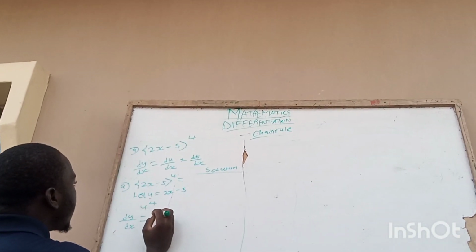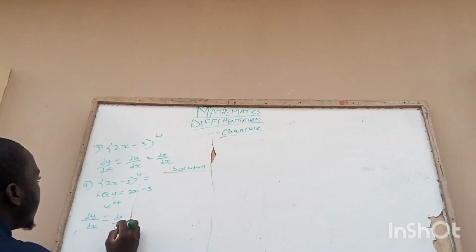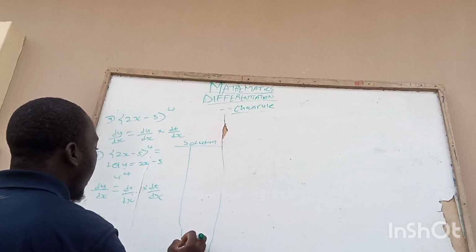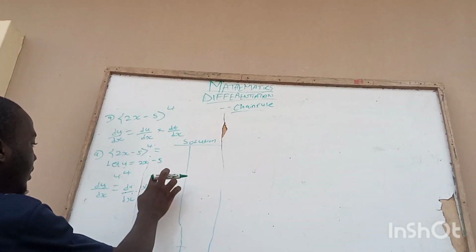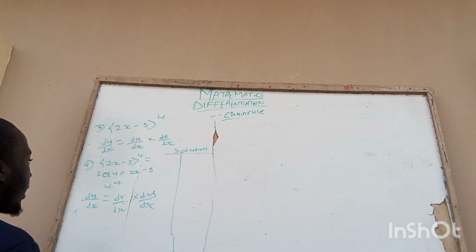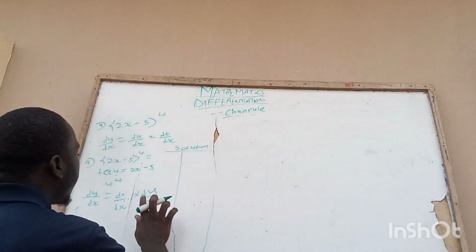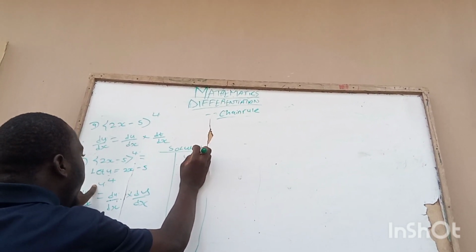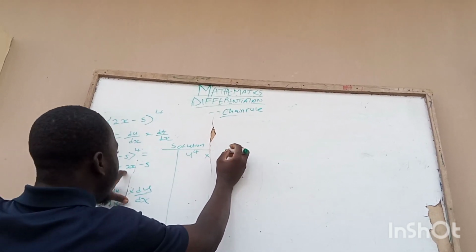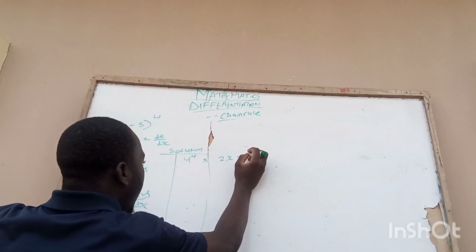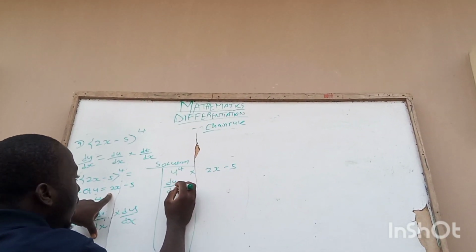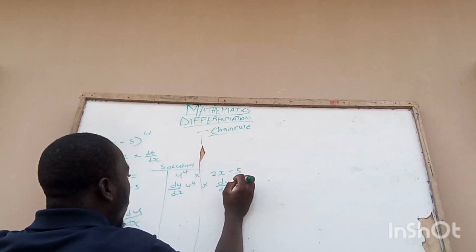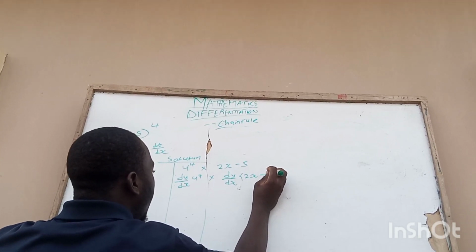we have dy/dx is equal to du/dx multiplied by dy/du. So we have u raised to power 4. This simply means that you are going to differentiate u raised to power 4, then multiply it by the differentiation of 2x minus 5. That is the derivative of u raised to power 4 multiplied by the derivative of 2x minus 5, which will give you the answer.